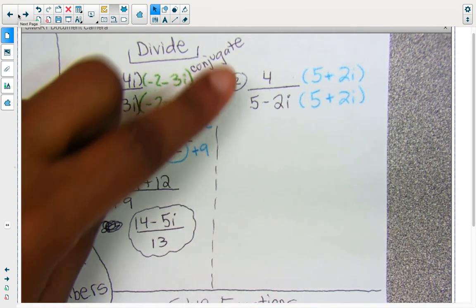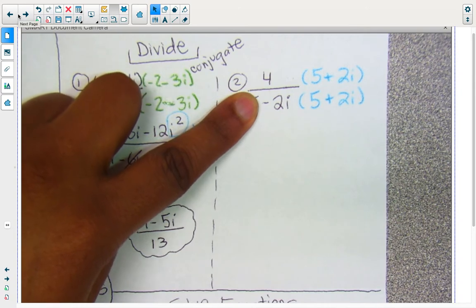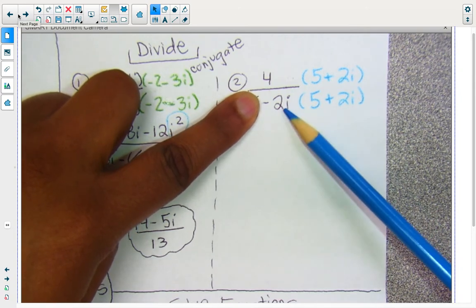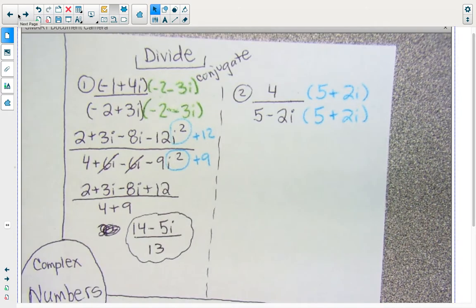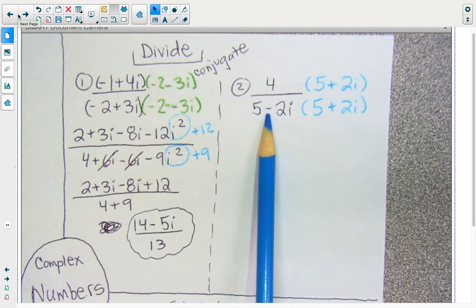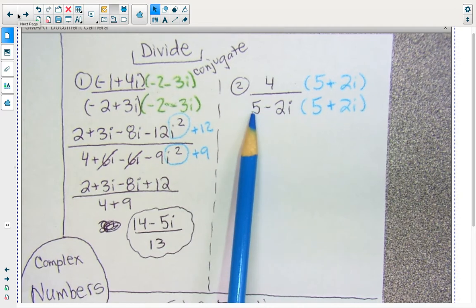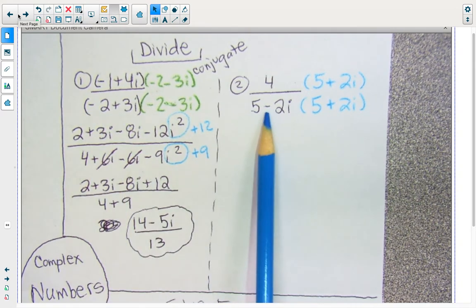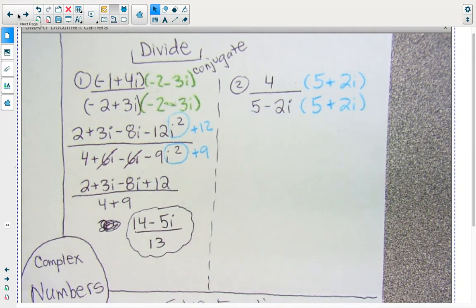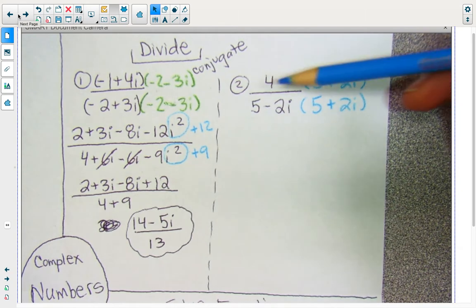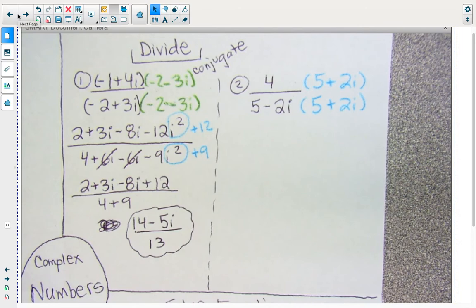Okay. If no number was here, we still apply the same concept. You will multiply by plus 3i. So we change the number. If it's negative, make it positive. If it's positive, make it negative. Don't worry about the first number. It's only the number in the middle that's in front of the imaginary part. So I'm going to multiply on top and multiply on the bottom. 4 times 5 is 20.